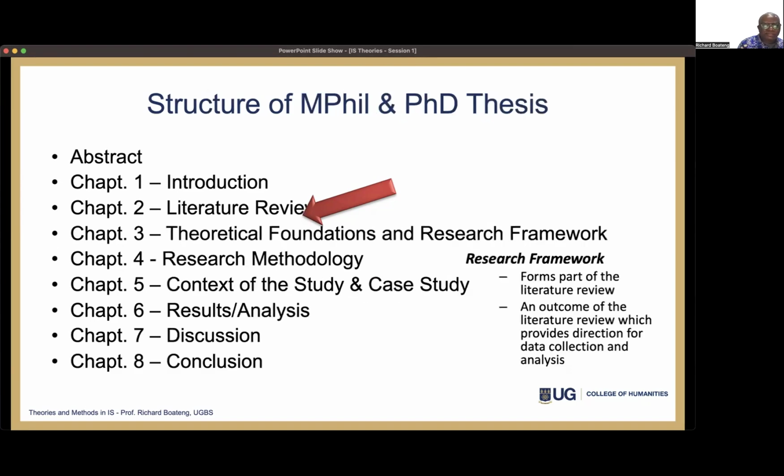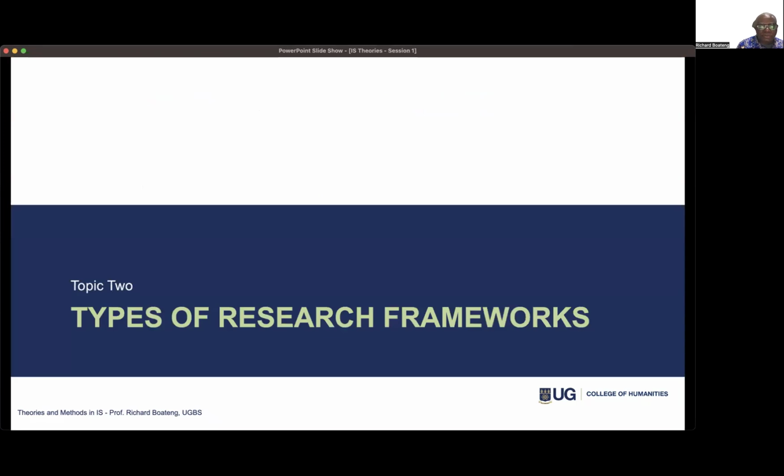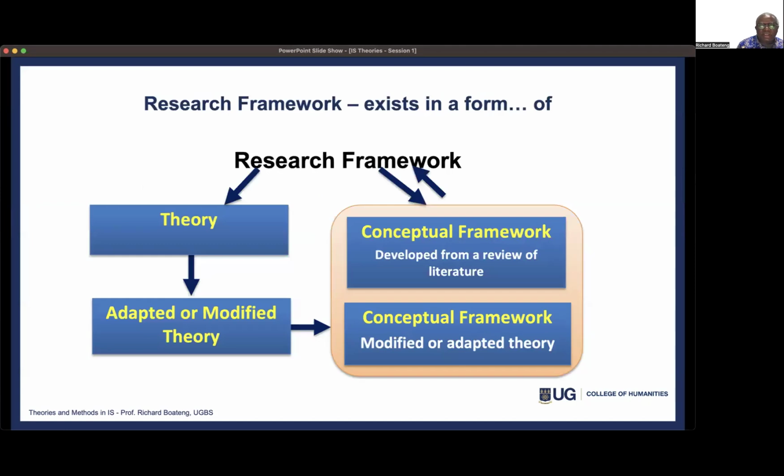Okay. So let's continue. What are the types of research framework? Now, the types of research framework is quite an interesting issue to explain. A research framework is what frames the research. So where did it come from?